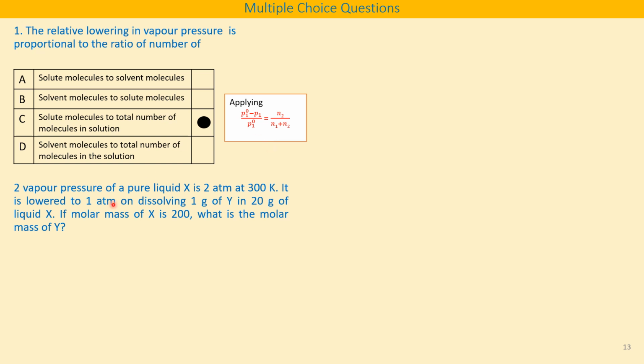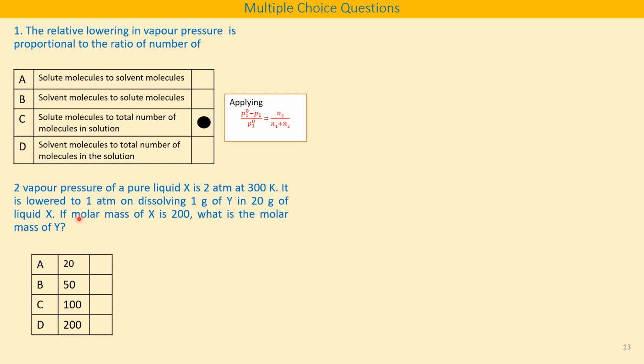Next question. Vapor pressure of a pure liquid X is 2 atmospheres at 300 Kelvin. This is lowered to 1 atmosphere on dissolving 1 gram of Y in 20 grams of liquid X. If molar mass of X is 200, what is the molar mass of Y? Please note down all the given parameters and work out. You are given four options. You have to select the correct answer. The four options are 20, 50, 100 and 200. The molar mass.